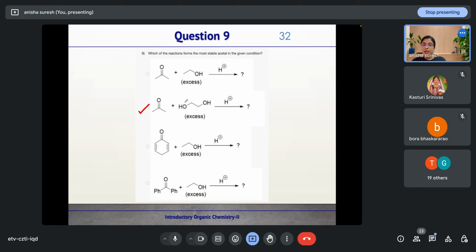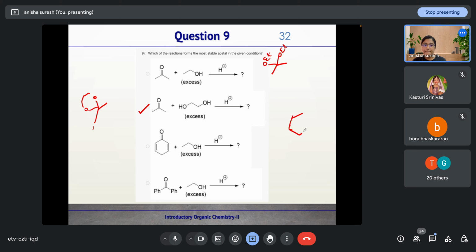Here in B, we can see this is ethylene glycol. So this can react and result in the formation of the cyclic compound. As we have seen, the formation of the cyclic acetal is more favored. Hence this will be the most stable acetal compared to others. Here we will be getting OEt, OEt.